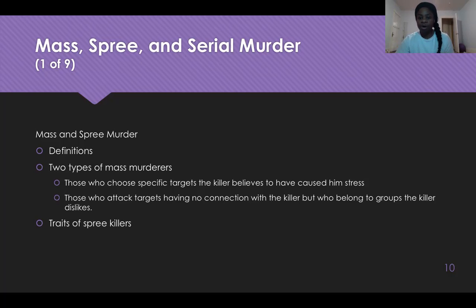There are also traits of spree killers. Spree killers move from victim to victim in fairly rapid succession and, like mass murderers, make little effort to hide their activities or avoid detection, as if driven by some frenzied compulsion.